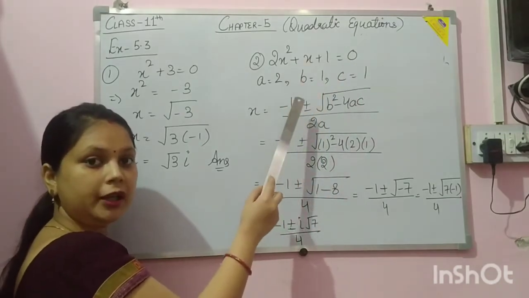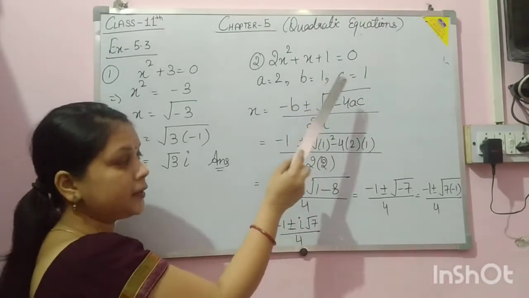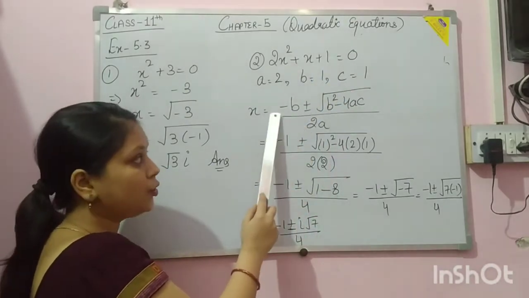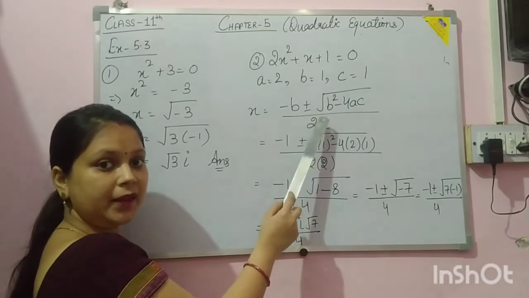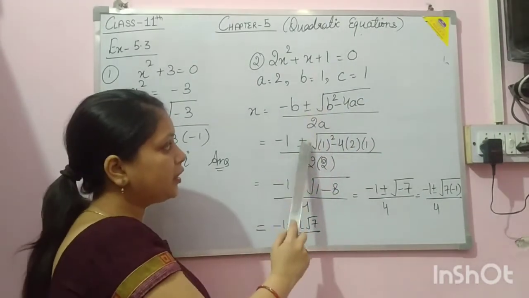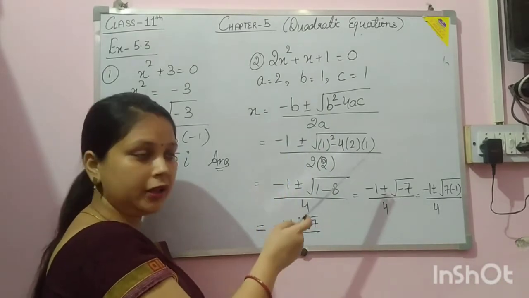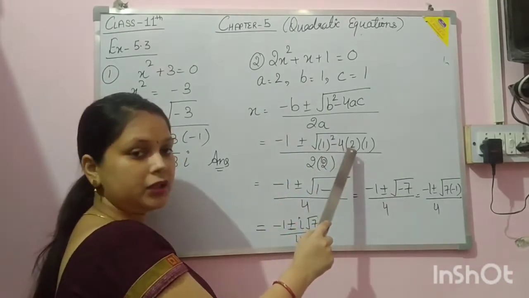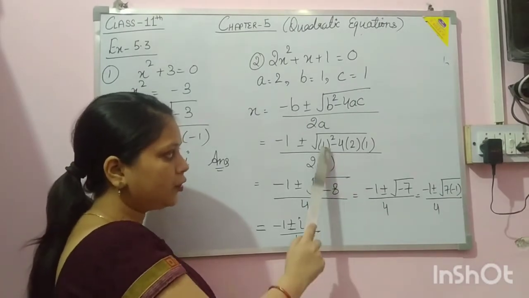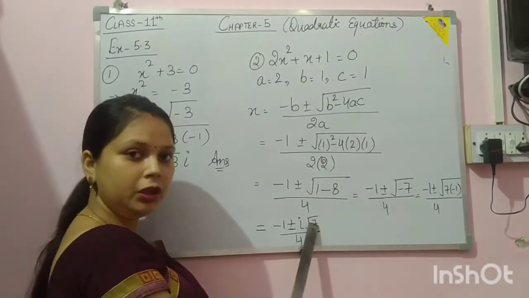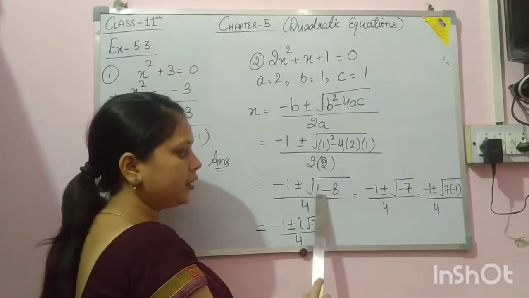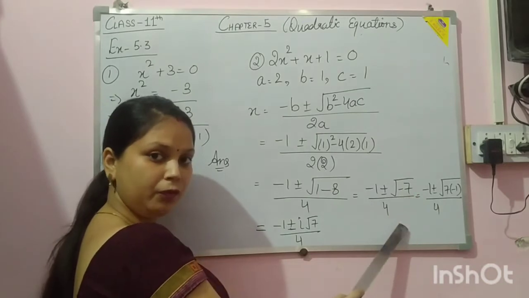So first of all, take out the real coefficients a, b and c. A is 2, b is 1, c is again 1. As you know, the formula is minus b plus minus under root b square minus 4ac upon 2a. b is 1, so minus b is minus 1. Put all the values of a, b, c here. So 1 square minus 4 into 2 into 1 upon 2 into 2. Now 4 2s are 8, 1 square is 1, 1 minus 8 upon 4. Now plus minus as it is, minus 1 as it is, 1 minus 8 is minus 7 upon 4.